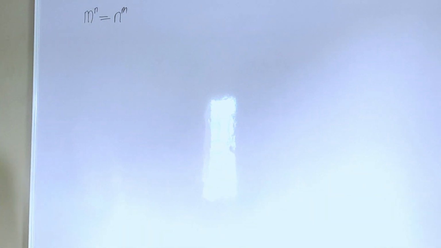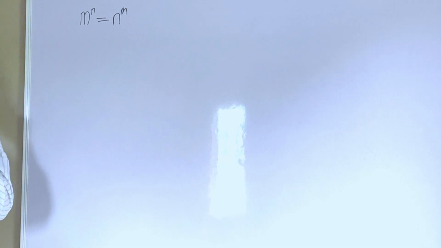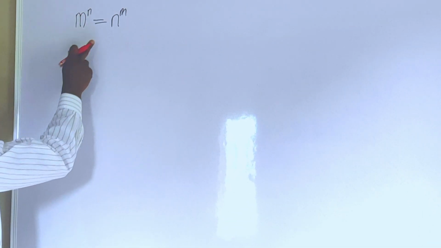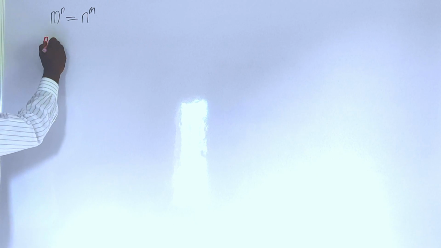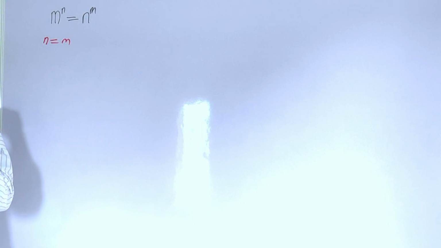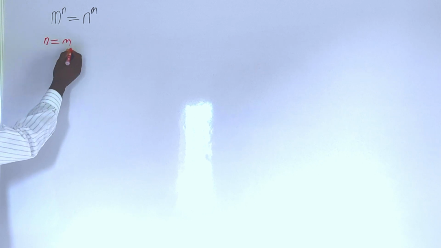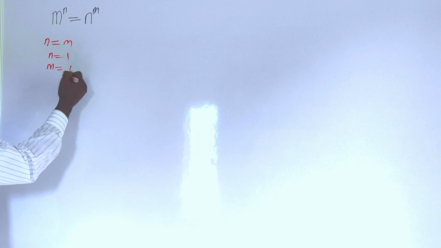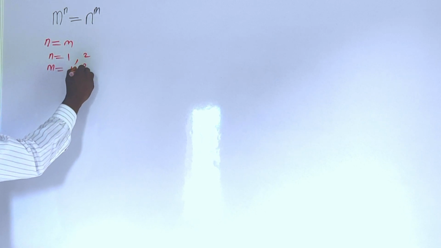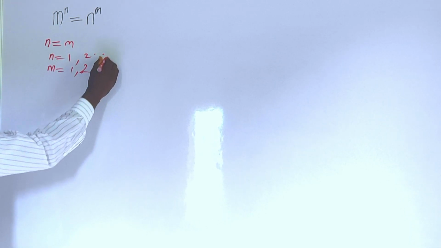And in today's lesson, we are going to be solving this exponential equation, m raised to power n equals n raised to power m. The moment you see an exponential equation like this, probably the first thing that comes to your mind is n is equal to m, such that when n is equal to 1, m will be equal to 1, and when n is equal to 2, m is equal to 2, and so on and so forth.